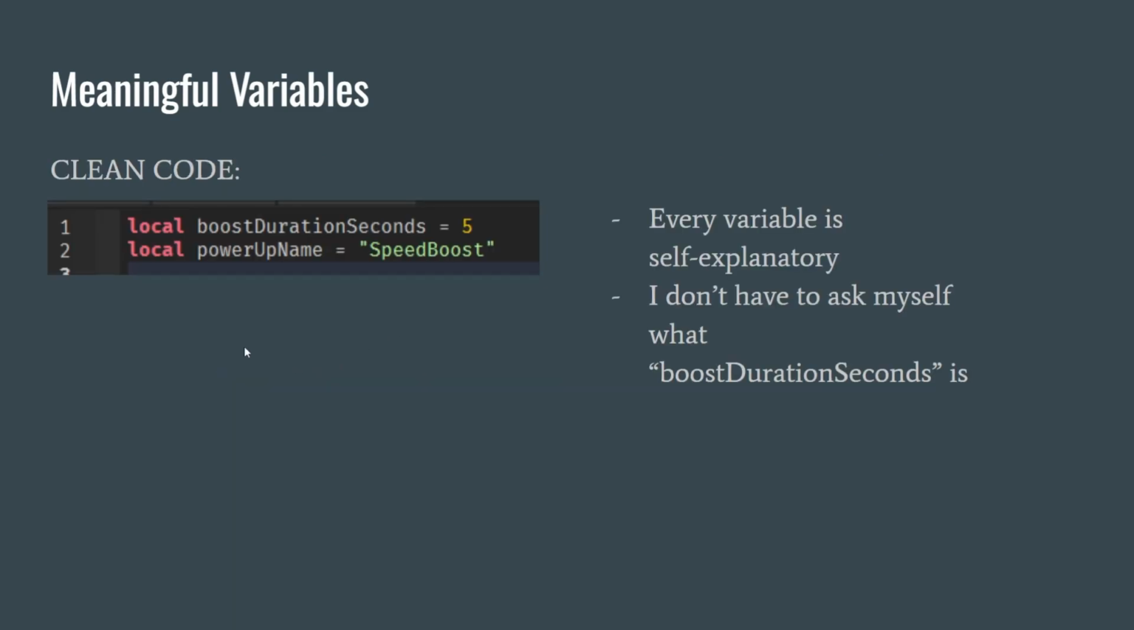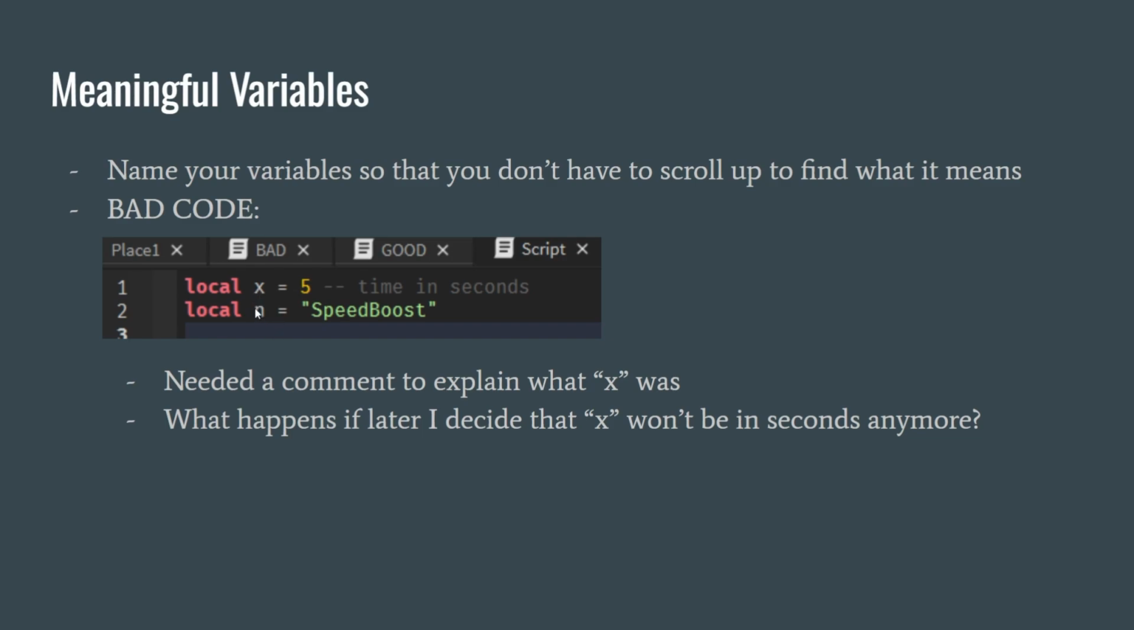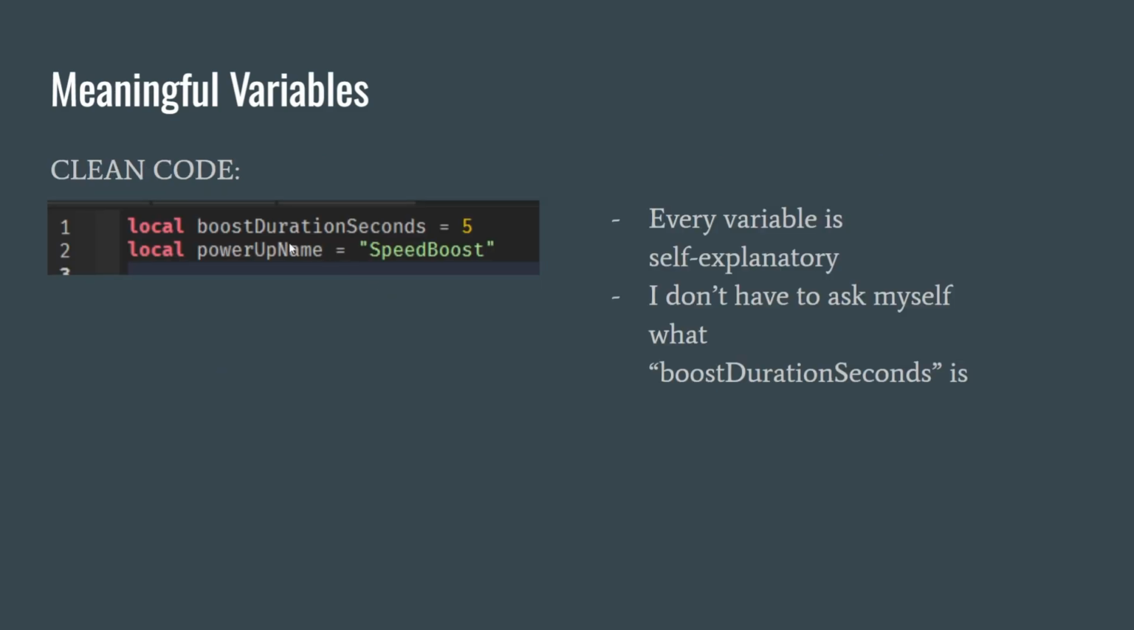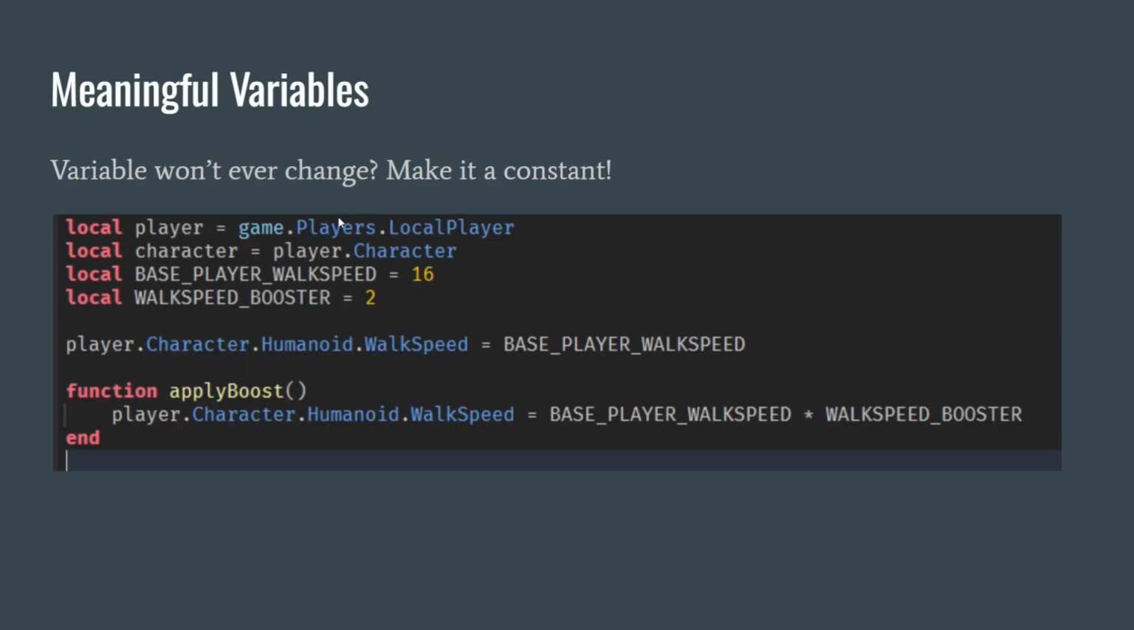And here is an example of clean code. Now instead of an x, we have boost duration seconds, and we have that set to 5. Look at how different that is. Instead of saying local x equals 5 and then making a comment that clarifies it, we just clarify it right there. So I already know what this variable is. It's the boost duration, and it's given in seconds. And there's a power-up name, which is called speed boost. The one main thing I would like everyone to take away from this is to make your variable so obvious that if you give your code to someone, they don't have to scroll all the way up to figure out what it is. So that's that.